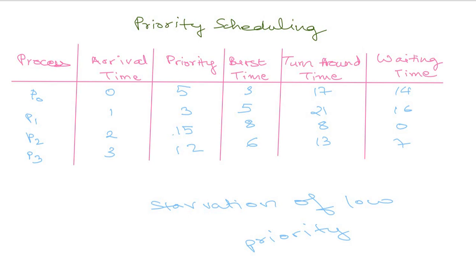So the solution for this starvation is aging. Now what is aging? Aging says that as a process is waiting, with each waiting time its priority should be increased a bit, so that it gets a higher priority and gets allocated to the CPU. So there is no starvation. That's the solution for starvation.